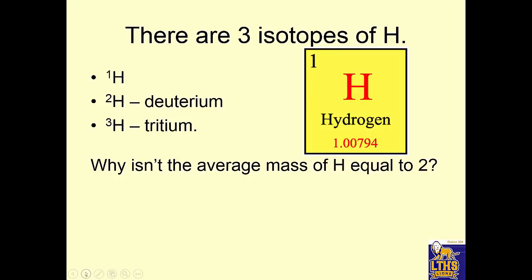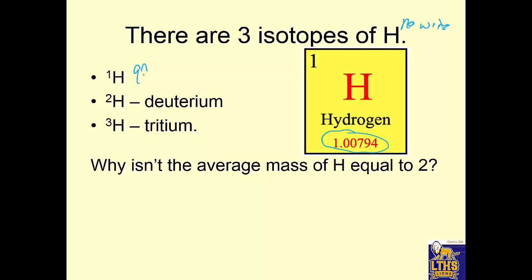There are 3 isotopes of hydrogen. Again, this is just no right-right. Now, notice the average mass of hydrogen is 1.00794, but there are 3 isotopes, 1, 2, and 3. Wouldn't I add up 1 plus 2 plus 3, and that would give me 6? 6 divided by 3 would be 2, but its average mass isn't 2. So why isn't the average mass of hydrogen equal to 2?